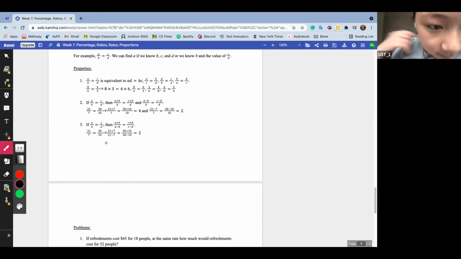This is another property. If A over B equals C over D, then A plus B over B equals C plus D over D, and A minus B over B equals C minus D over D. So 21 over 7 equals 30 over 10, which both equals 3. If we add 7 to the numerator, we'll get 28 over 7. If we add 10 to the numerator of 30 over 10, we'll get 40 over 10. And they both equal 4. The same thing applies to subtracting 7 and subtracting 10. And if you simplify it, you'll get 2.